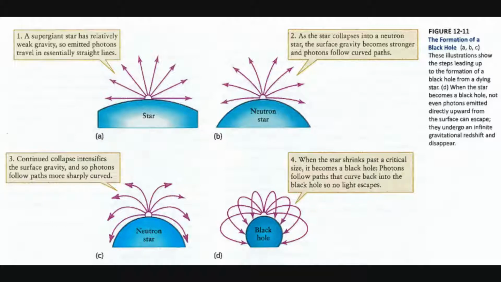Here's kind of an explanation of how we can get to a black hole. If we look at the top left, we see a supergiant star. Even though those stars are massive and have a pretty strong gravitational pull, with regard to light, it's relatively weak gravity. So when the star is emitting photons, the light essentially travels in straight lines out of the star.